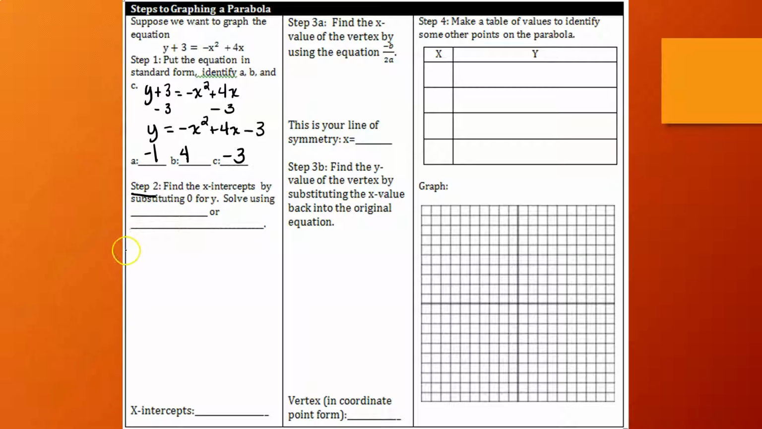Step 2 is to find those x-intercepts by substituting 0 for y. I'm solving using either the quadratic formula or factoring.